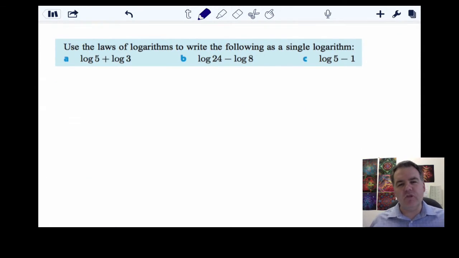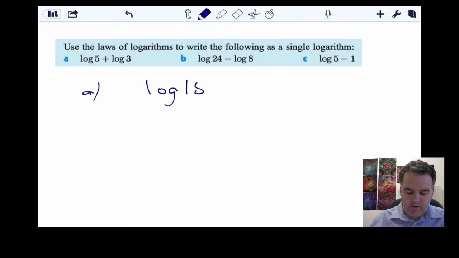Laws of logarithms. You should have these written down, what the laws of logarithms are. So let me just do A. One of the log laws we know is that log A plus log B is log AB. So log 5 plus log 3 is just log 5 times 3, log 15.